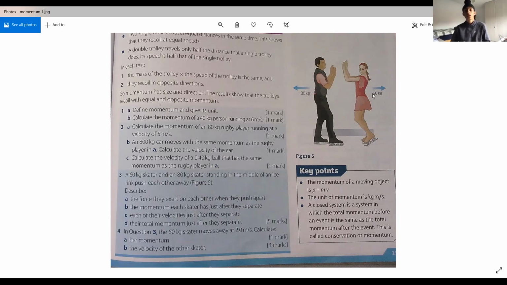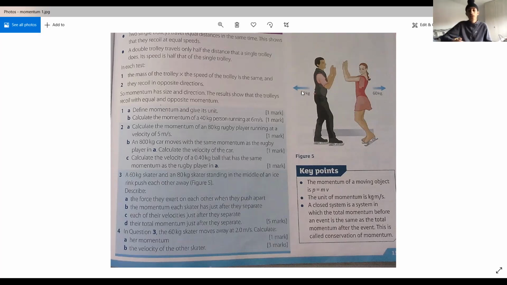In that case, you would have to say the two momenta are equal in size, in magnitude, but opposite in direction. Good. Now it says describe each of their velocities just after they separate. The momentum will be the same, but the 60 kg person will move at a faster velocity than the 80 kg person. Correct. And also you want to mention they're going to move in opposite directions.